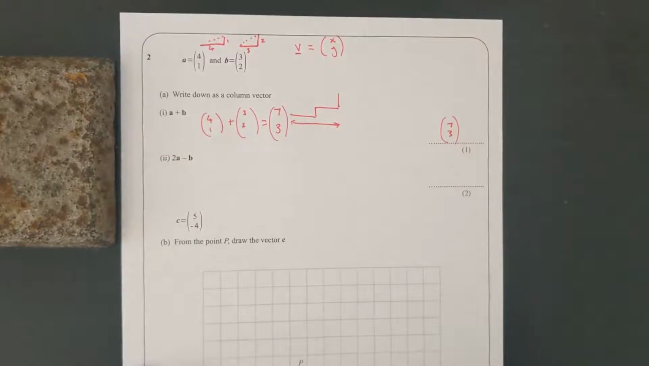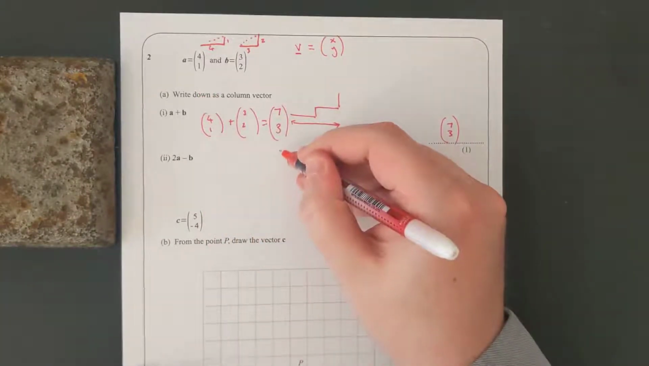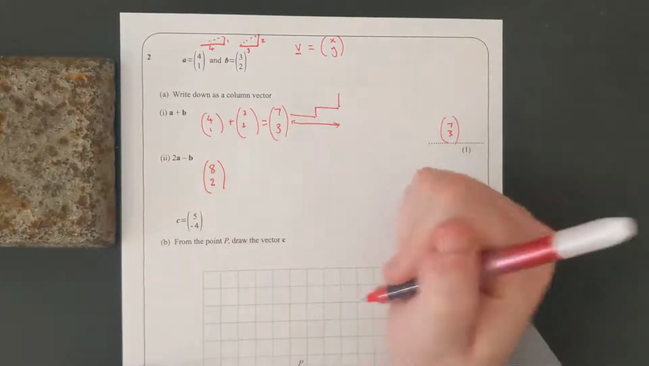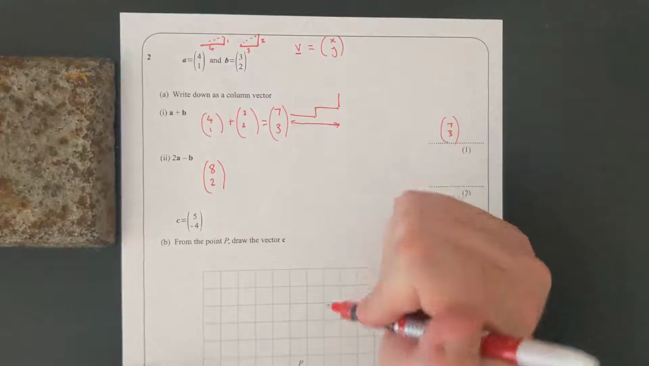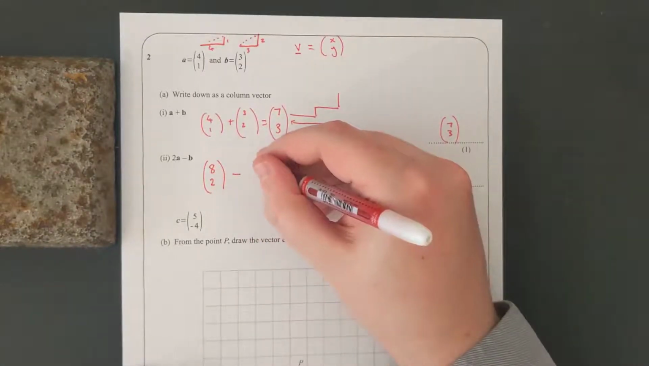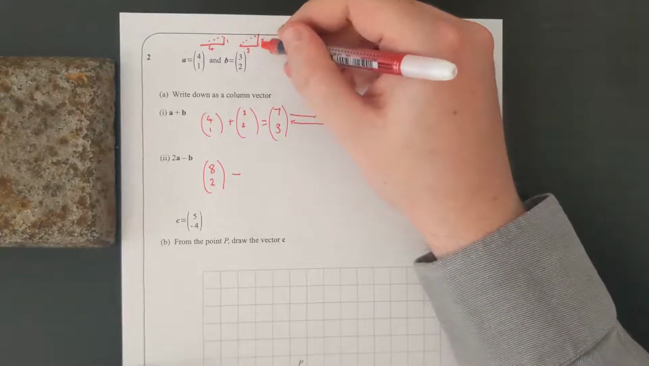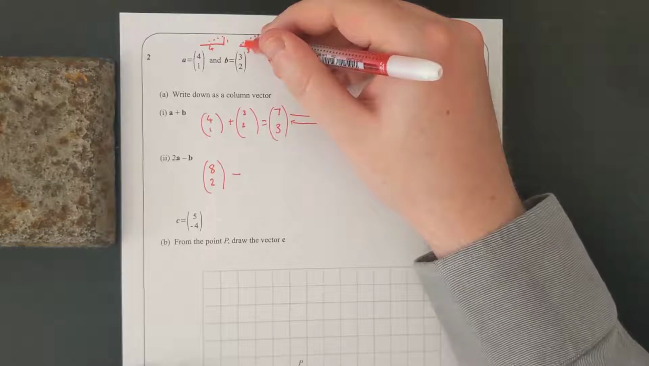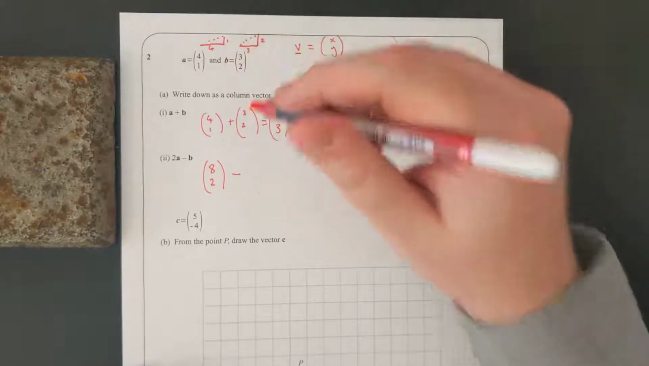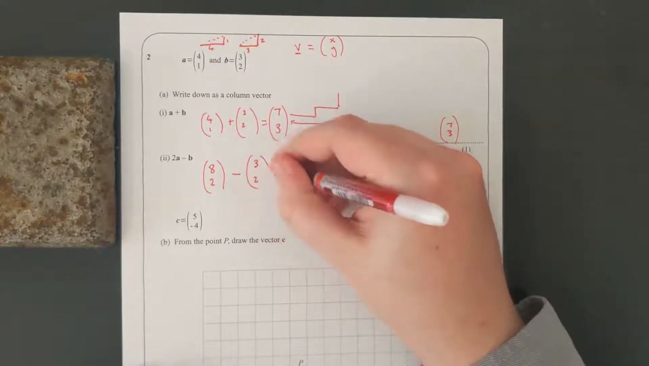Equally, 2A subtract B. I'm doing A twice. I'm going along 4, up 1, along 4, up 1. So that's just along 8, up 2. That's 2A. You'll notice I've just multiplied my components by 2. Subtract B. So if I'm subtracting B, rather than going along 3 and up 2, I'm going to go left, so along in the negative direction, 3 and down 2. Right, I'm subtracting (3, 2).